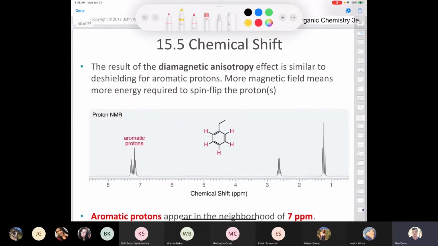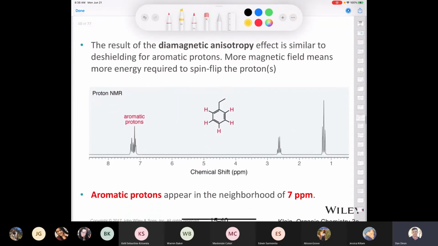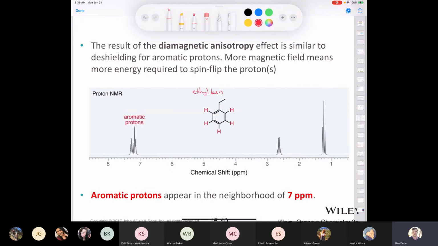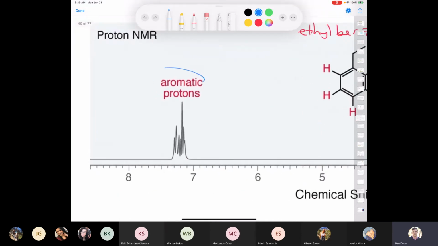If we look at the proton NMR spectrum of ethyl benzene, and that's this molecule here, you've got an ethyl on your benzene. You see these 5 protons that are highlighted here in red, and yes, I know there's 5 more protons here, but the 5 highlighted in red are what you call your aromatic protons. Notice that they all have a chemical shift of what? If we zoom in here, it tells you point blank, these are the aromatic protons.